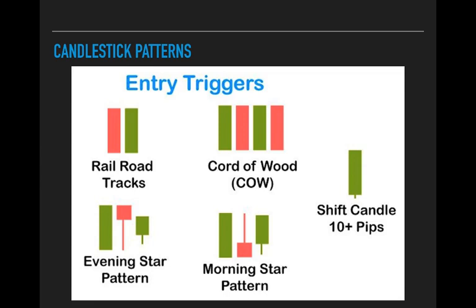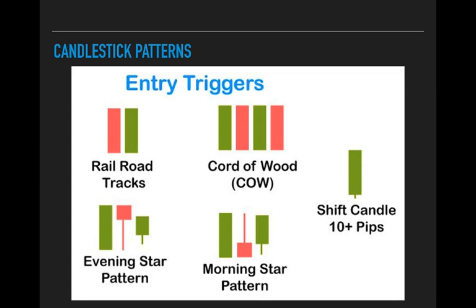So we have railroad tracks, which basically just look as they sound. It's just two bars next to each other, one green, one red, which usually denotes a reversal incoming. Then we have something called a cord of wood, which is just like two sets of railroad tracks side by side. Then we have the two star patterns, evening star and morning star. Evening star would denote a sell coming in, and a morning star pattern would denote a bullish or buying reversal coming. And then just simply a shift candle.